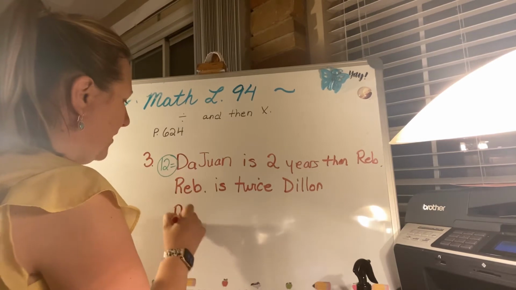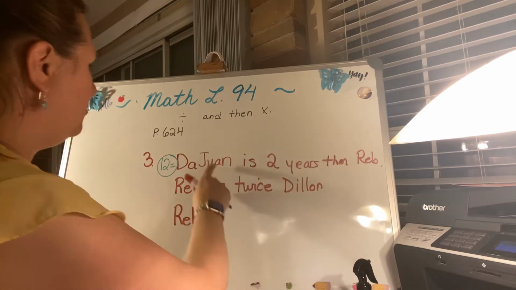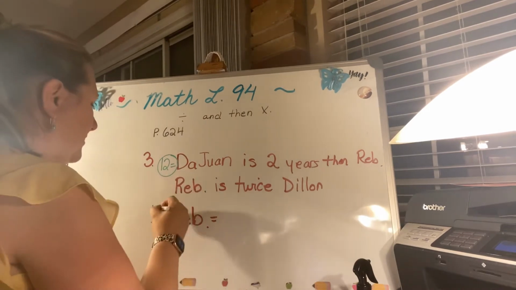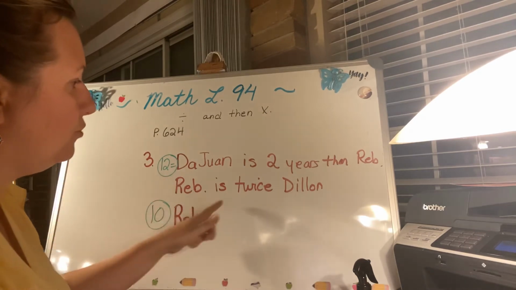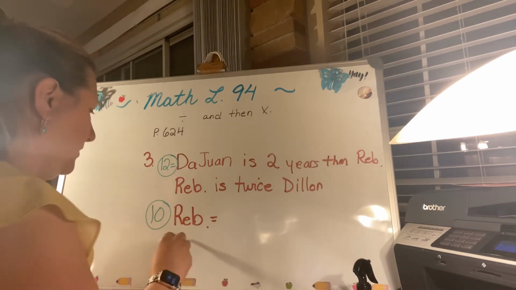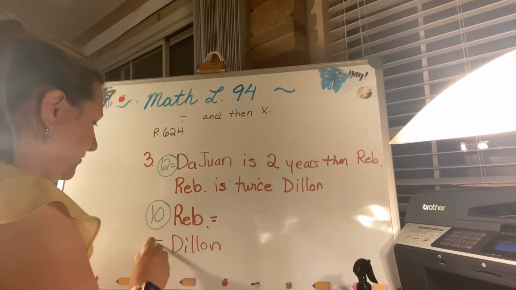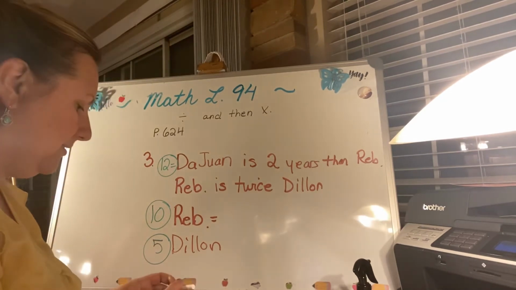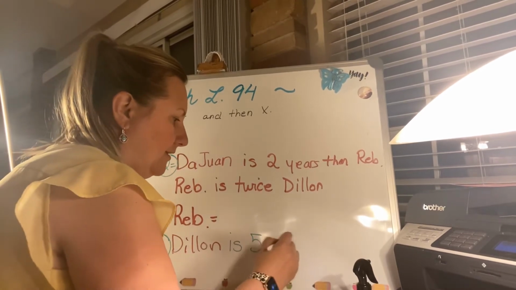Well, let's write down what Rebecca is. If Dewan is 2 years older, that means Rebecca is 2 years younger than 12. So Rebecca is actually what? I would say that she's probably 10. And then it says Rebecca is twice what Dylan is, which would tell me that Dylan is what? 5. Dylan would be 5 years of age. Would you agree? I would think so. So then what we need to write at the end is Dylan is 5 years old.